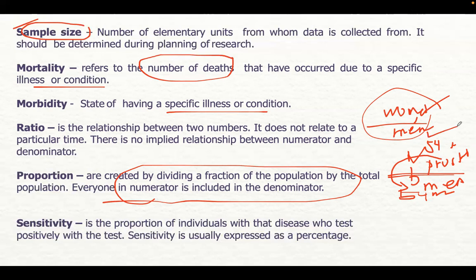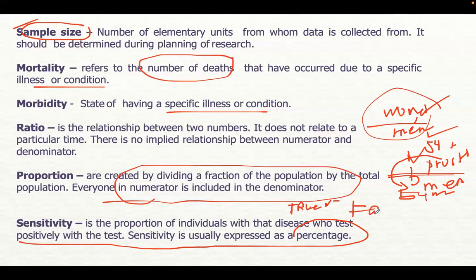Next term is the sensitivity. It is the proportion of individuals with the disease who test positively with the test. Sensitivity is usually expressed as percentage. So, for the sensitivity, we are trying to look for the true positive. Okay? And we're trying to avoid to detect yung mga false negative. We're trying to detect the true positive and we're trying to avoid to detect the false negative.